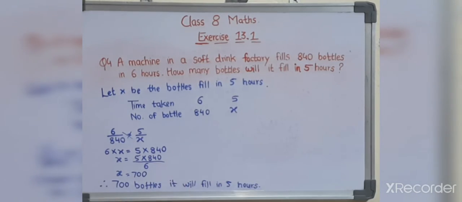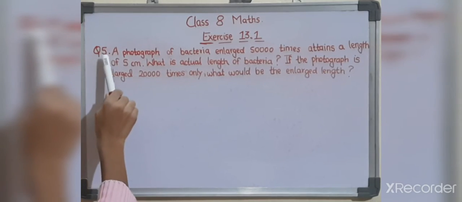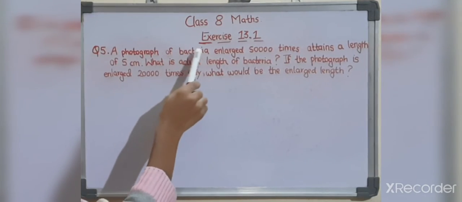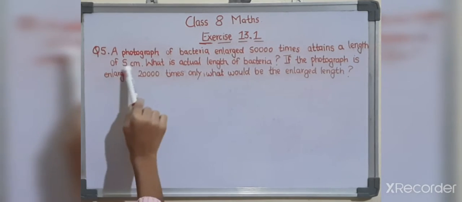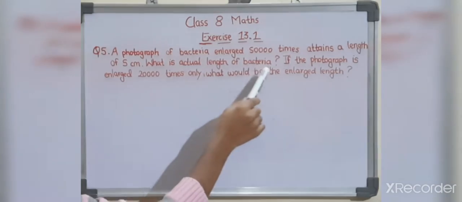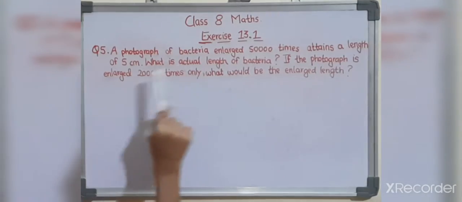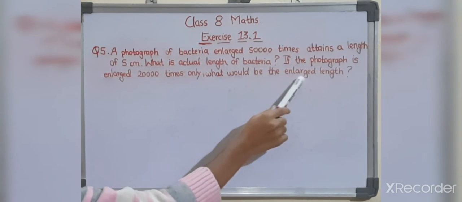Now let's move on to the next question. Question number 5. A photograph of bacteria enlarged 50,000 times attains a length of 5 cm. What is actual length of the bacteria? If the photograph is enlarged 20,000 times only, what would be the enlarged length?